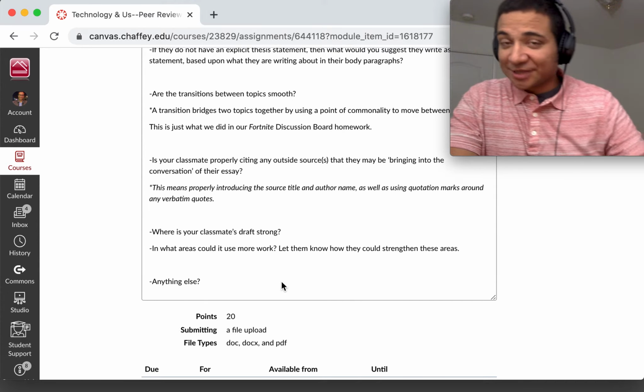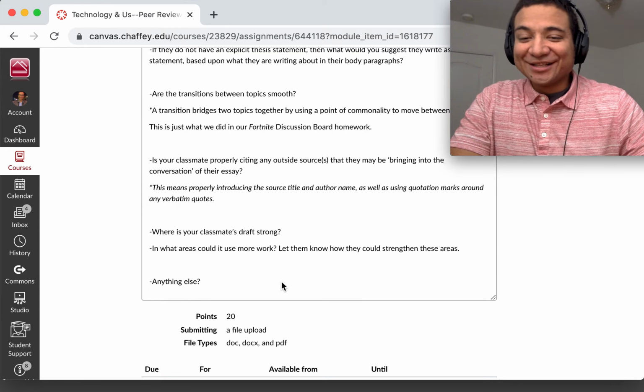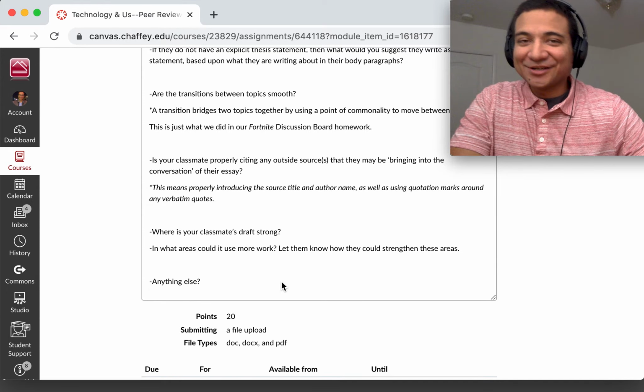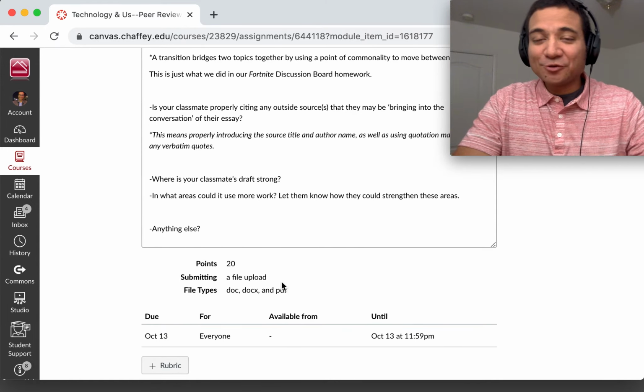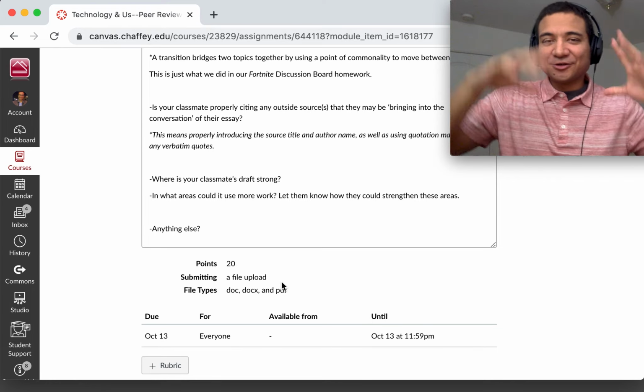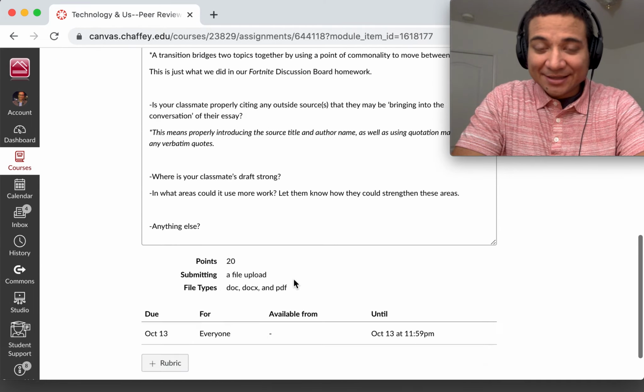Where is your classmate's draft strong? And what areas could it use more work? Let them know how they could strengthen those areas. So, help one another and you will be helped. It's all a big circle. Okay, so that is that.